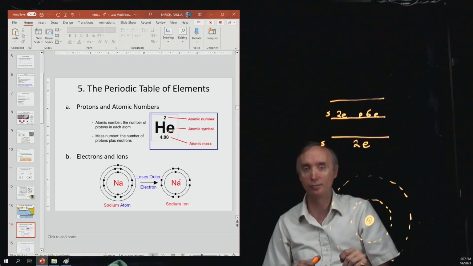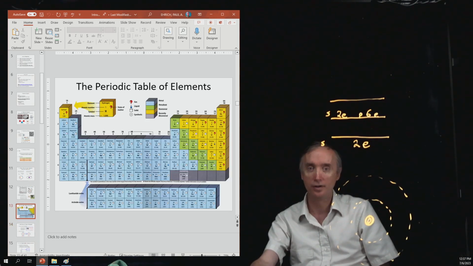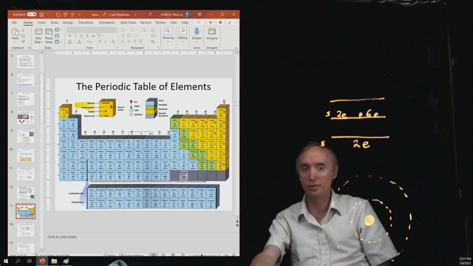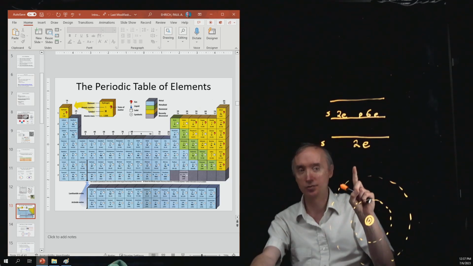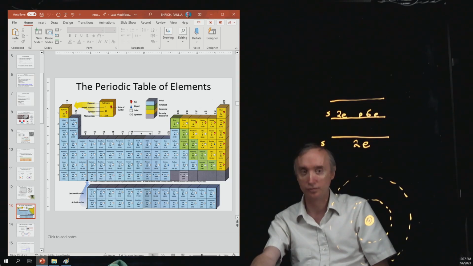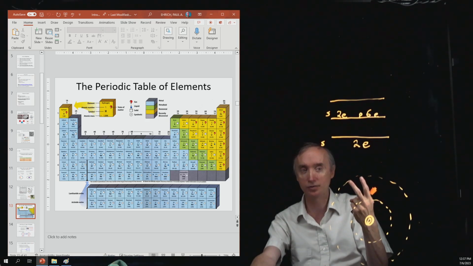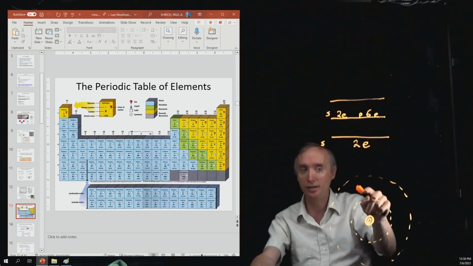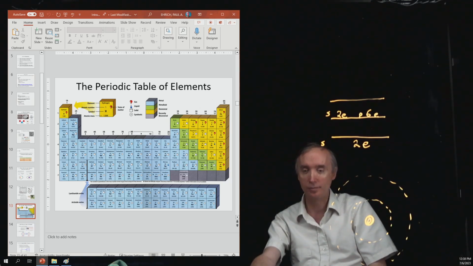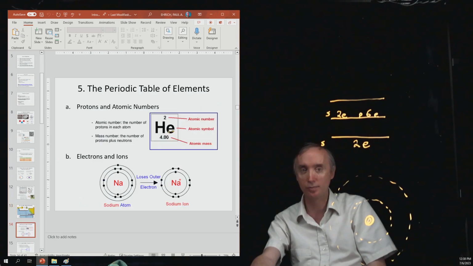Those are the atomic numbers. Those are the numbers of protons in the nucleus. So if we go back to here, find 1, that corresponds to hydrogen. So every hydrogen in the known universe has one proton in its nucleus. Okay, now find 2. So 2 corresponds to helium. So every helium in the known universe only has 2 protons in its nucleus.